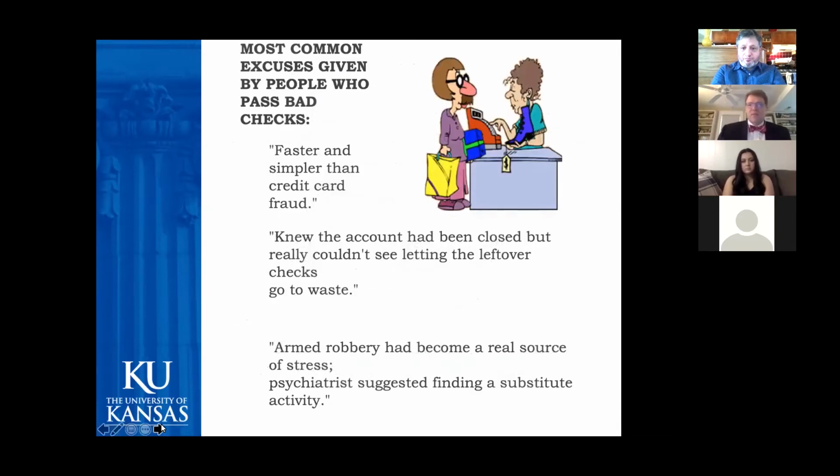I have just a really bad joke: why would people pass bad checks? It's easier than credit card fraud. The criminal penalties are less. So put that in your back pockets. It's easier to pass bad checks than to do credit card fraud. So if you've learned nothing else today, it's that.